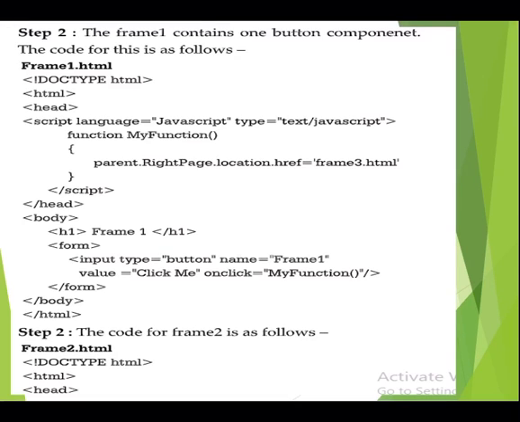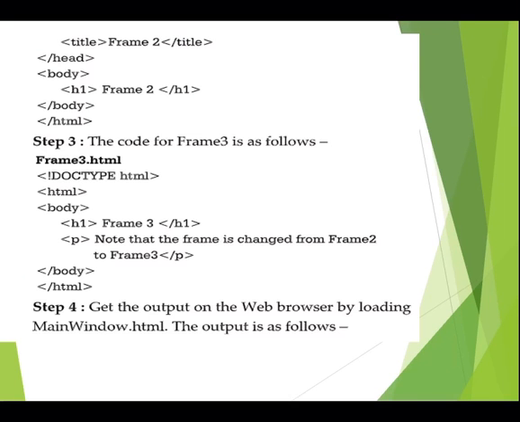Now in step 2, we'll write the code for frame 2. Doctype HTML tag, HTML, and head tag. The title of the frame is frame 2. Close the head tag, open body tag. Inside the body tag, write an h1, frame 2. Close body and close HTML. So inside frame 2, we have just displayed frame 2.